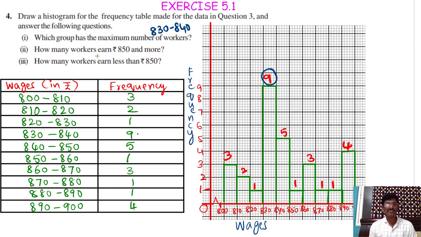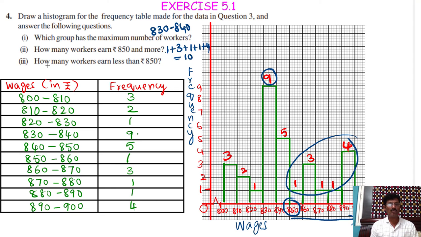Then how many workers earn rupees 850 and more? Where is 850? You observe here, this is 850. More than 850 means we can consider all these values. That means these are the corresponding frequencies, so we need to add all these values. So the answer is 1 plus 3 plus 1 plus 1 plus 4, which is equal to 10.